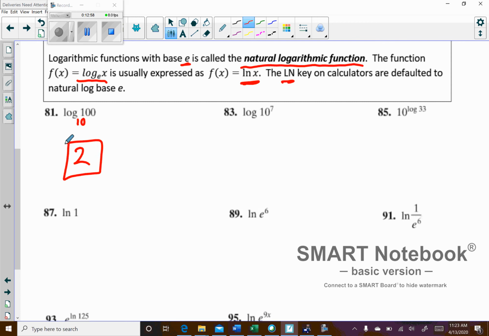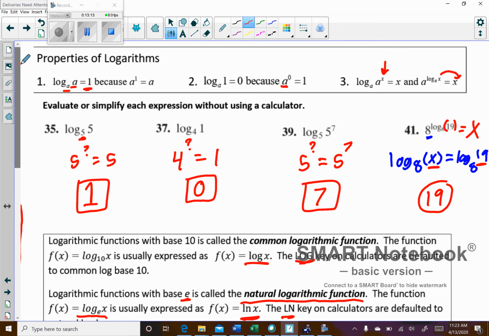Done. That's it. Okay. Here on the next one, they're saying 10 to what power would give me 10 to the power of 7? Well, that would be 7. So once again, that one uses the property from up above. So remember these properties up here.